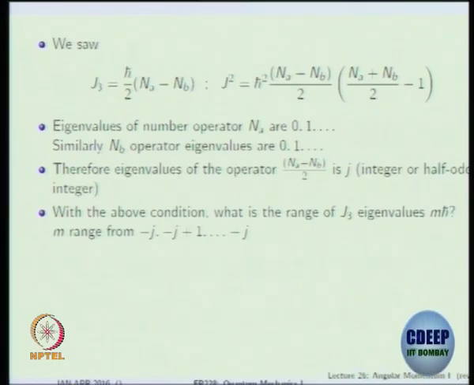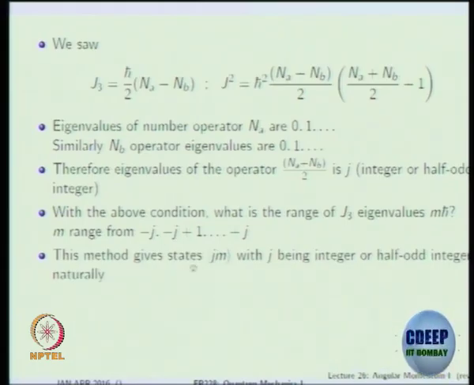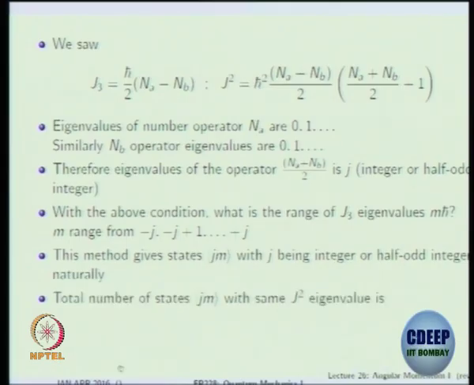So the range of m goes from minus j, and the highest value you can take is plus j. This method gives states jm with j being integer or half odd integers naturally, and the total number of states jm with the same J squared eigenvalue, as m goes from minus j to plus j, is 2j plus 1.